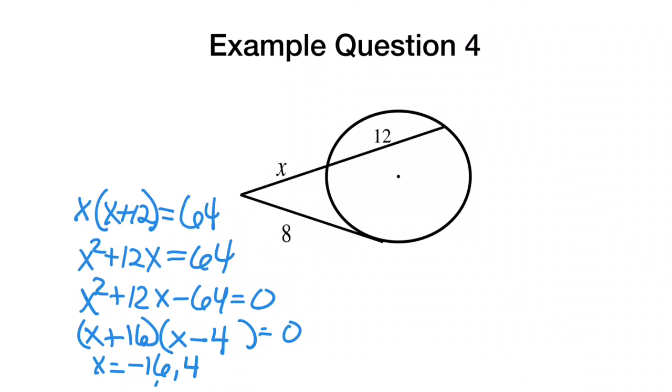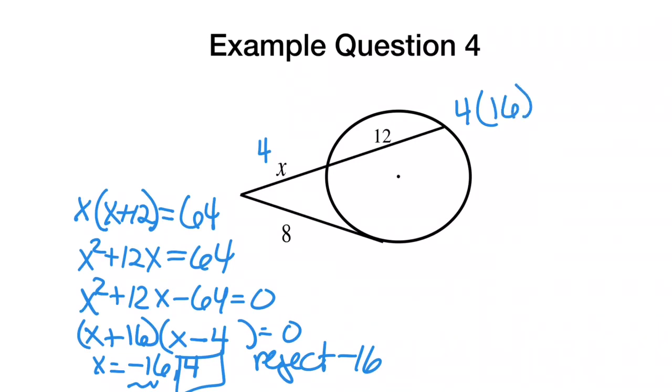Now if I look at the negative 16 solution, that would give me a negative side length here, and that doesn't make any sense. But if x is 4, well, that's a perfectly fine one. So let's just test and make sure that 4 is the possibility, because we're going to reject the negative 16. If 4 is here, that's 4 times the entire length. 4 plus 12 is 16. 4 times 16 is 64. And then you square the 8, and that's also 64. So that appears to check out. So 4 is our solution.